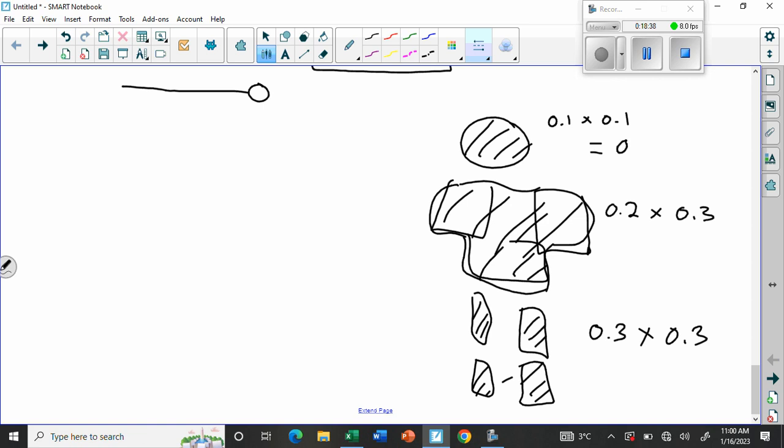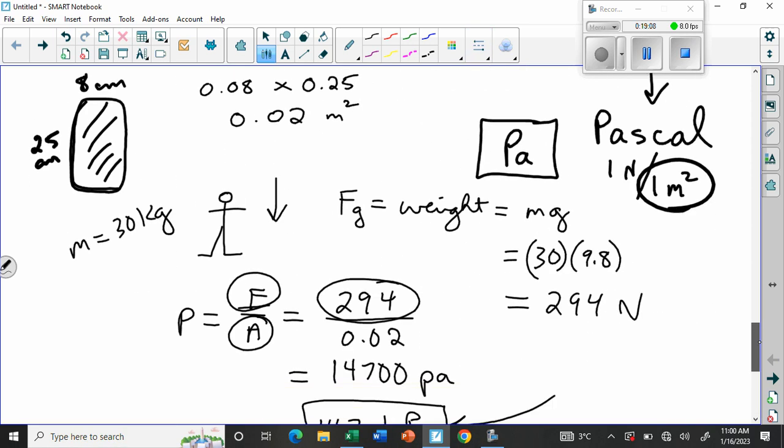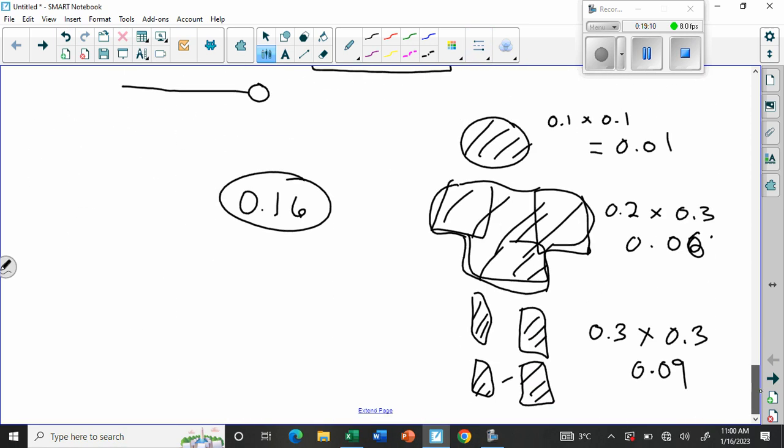So this is 0.01, right? And then you multiply the other, that's 0.06, right? 0.2 times 0.3, so put that as 0.06. And then 0.3 times 0.3, 0.09. So when you add all that up, 9 and 6 is 15, and 1 is 16, carry the 1, there is the new area. Look at the difference. You've increased the area from 0.02 to 0.16.